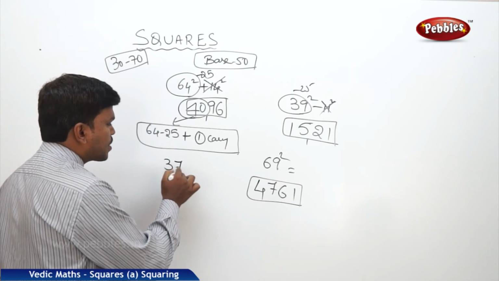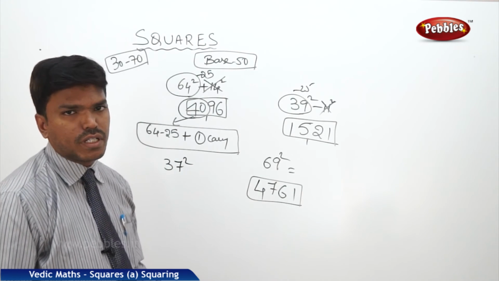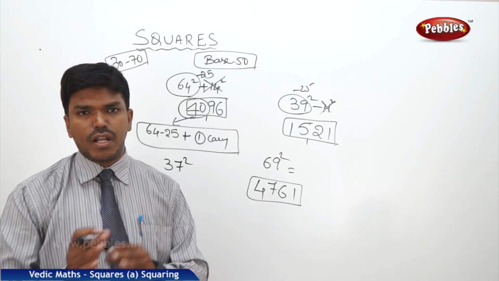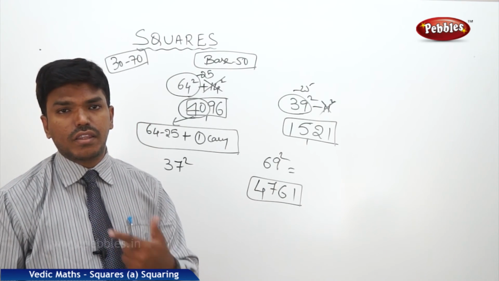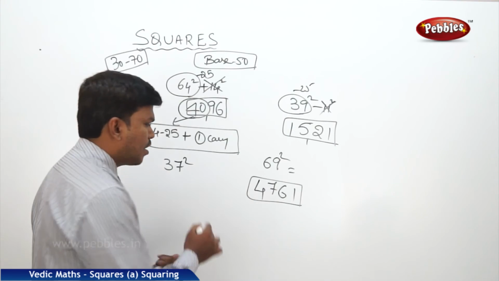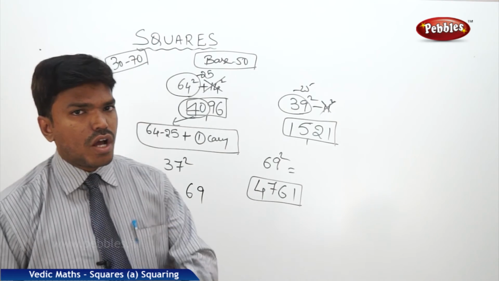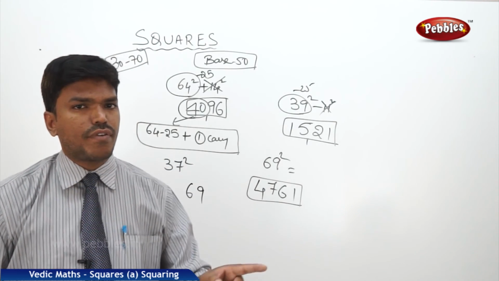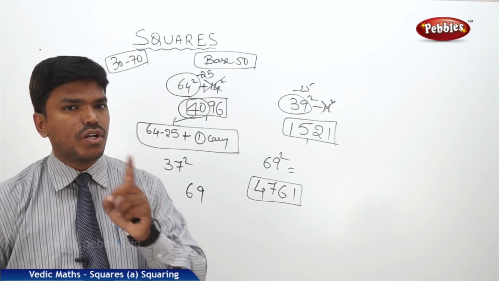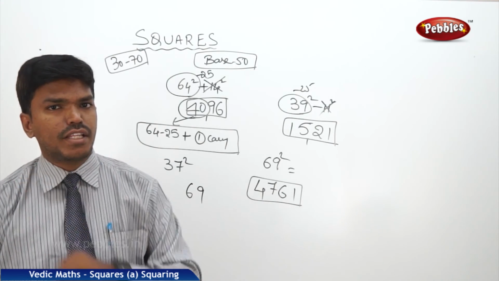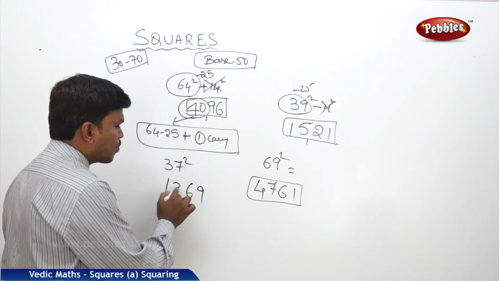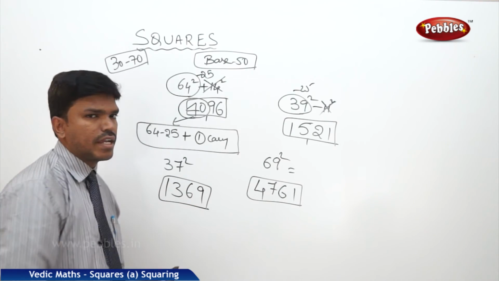I need 37 square. Compare with 50. Less. How much less? 13. 13 square is 169. Drop 69, and 1 will be the carry in your mind. Now 37 minus 25 is 12. 12 plus 1 carry in the mind is 13. So 37 square is 1369.